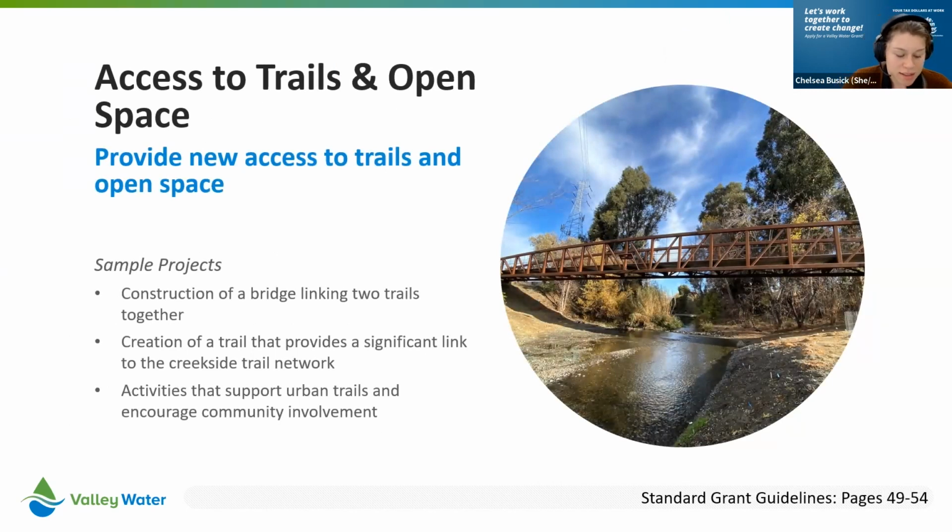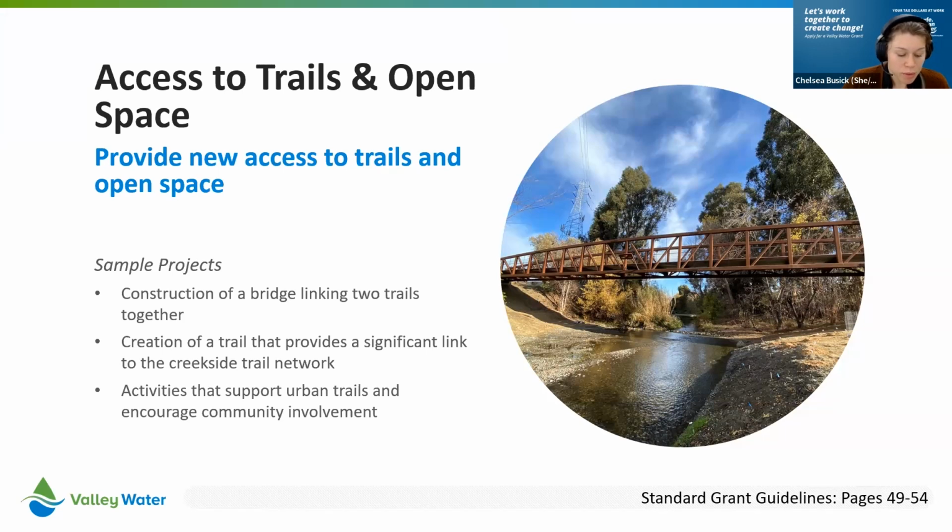Lastly, we have the Access to Trails and Open Space project type. The Access to Trails and Open Space grants are for activities that provide access to creekside trails, open space, or trails that provide a significant link to the creekside trail network. Sample projects include construction of a bridge linking two trails together, creation of a trail that provides a significant link to the creekside trail network, and activities that support urban trails and encourage community involvement.